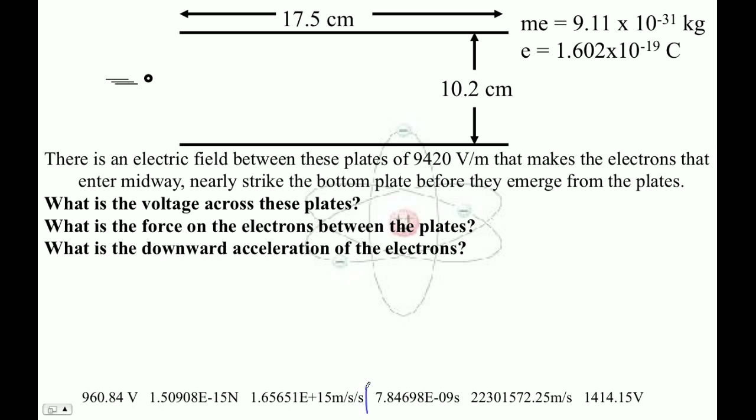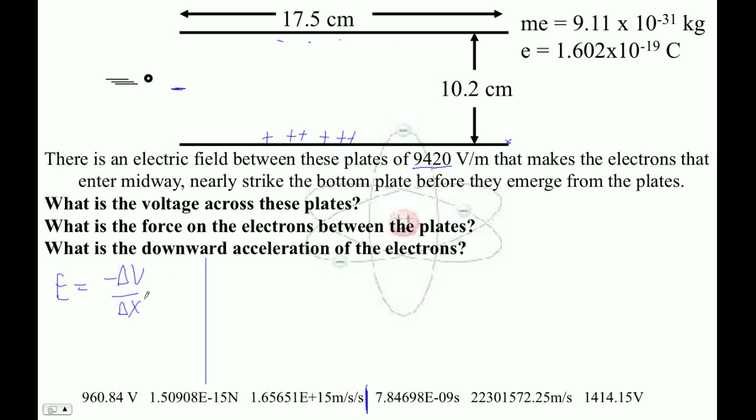And let's get these first three answers, right? Okay, so the electric field is 9420 volts per meter, and they enter midway between the plates, and they nearly strike the bottom plate. The first thing I'm going to do is figure out the voltage, and this isn't so hard. I'm going to use E is negative delta V over X. And they almost hit the bottom plate. By the way, the bottom of this is actually positive, and the top is negative, right?